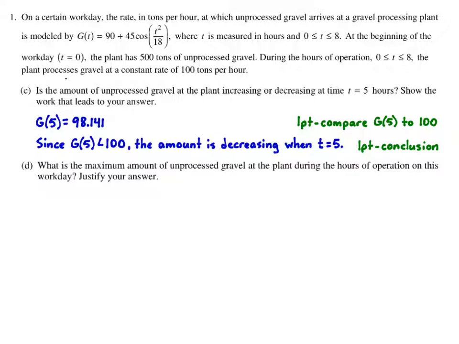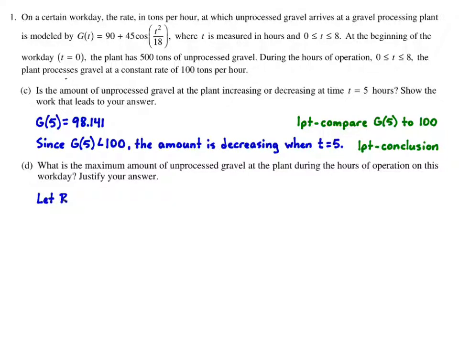Okay, for part D, it says, what is the maximum amount of unprocessed gravel at the plant during the hours of operation on this workday? So this is looking for the absolute maximum. The way we go about finding an absolute maximum is finding all of our critical points and evaluating the amount at each of those critical points. That's probably the best way of doing that.